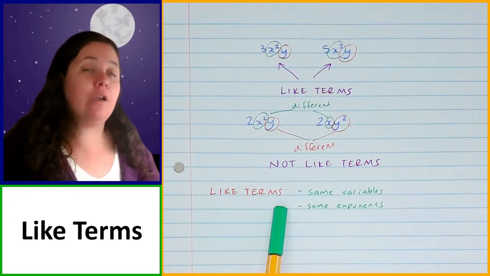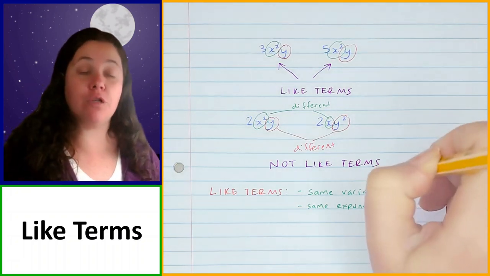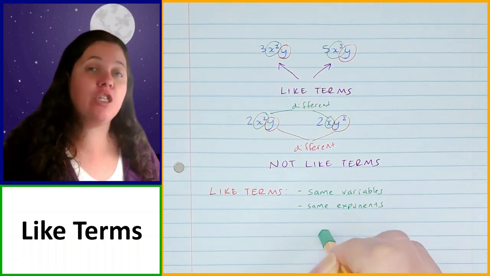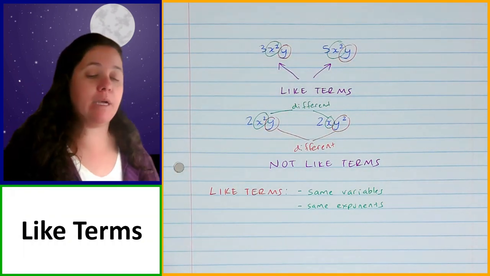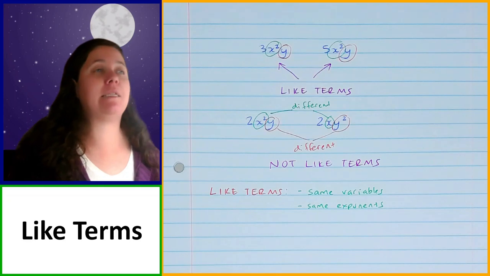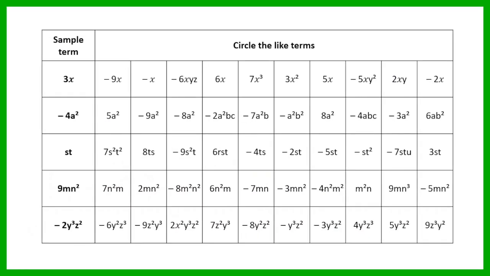So in order for it to be like terms, I have to have the same variables and I have to have the same exponent of those variables. The coefficients are the only thing that can be different when we're talking about like terms, okay? So let's have some practice identifying like terms. In this table over here, you have got a sample term in this column that you need to check all of these terms against and see if these are like terms with that or if they are unlike terms.